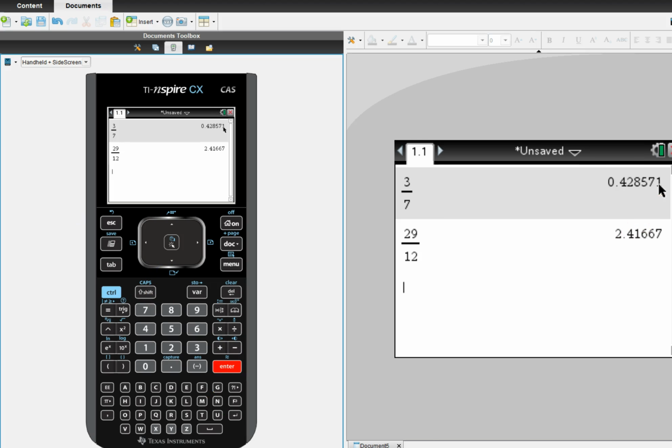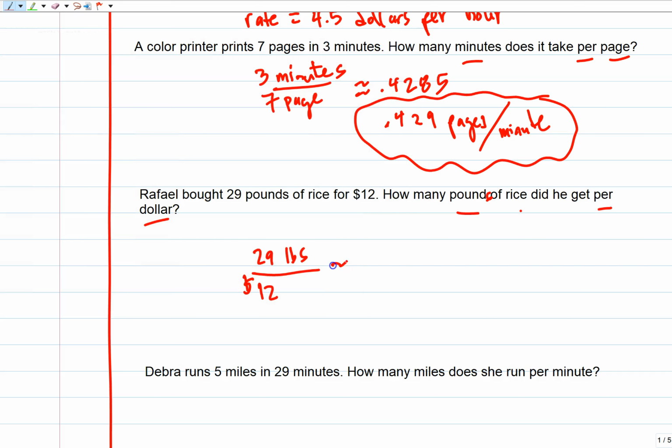$2.416. How about we round that to 2.4? Well, we're dealing with money, so we probably do it to the nearest penny, and they'll tell you what to round to in the homework. But we're looking at about $2.42. No, 2.42 pounds per dollar.